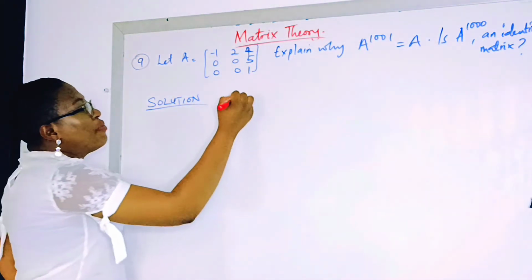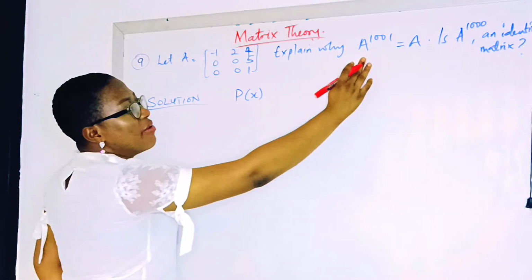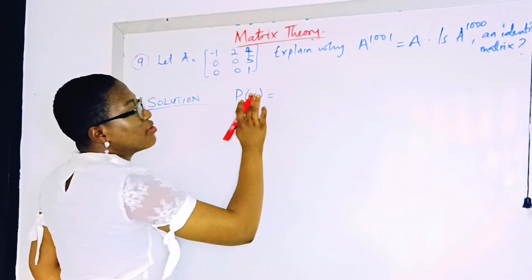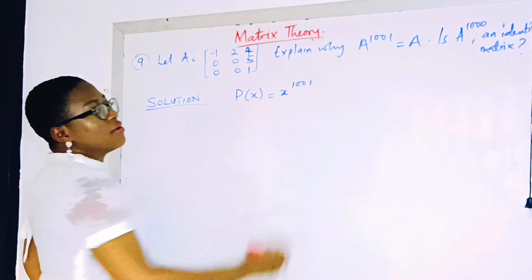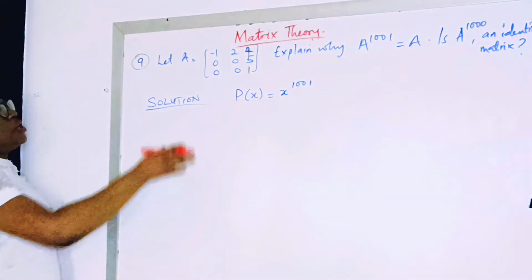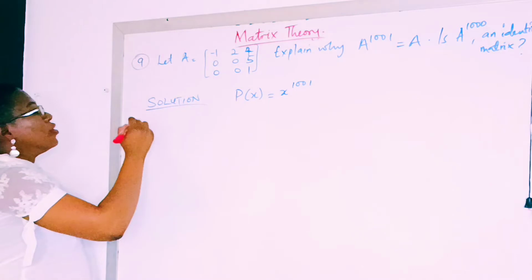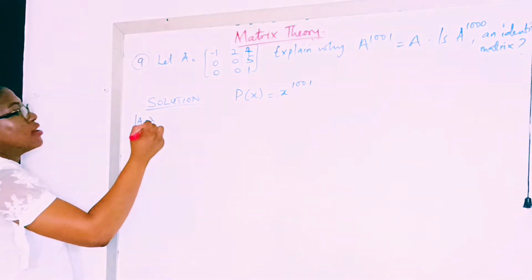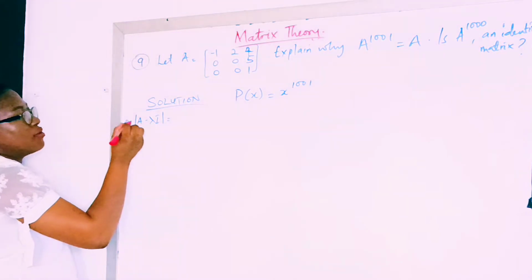So the polynomial we have here, p of x, is x raised to the power 1001. But we need the characteristic polynomial, so we need to find A minus lambda I, and we need it to be equal to 0.